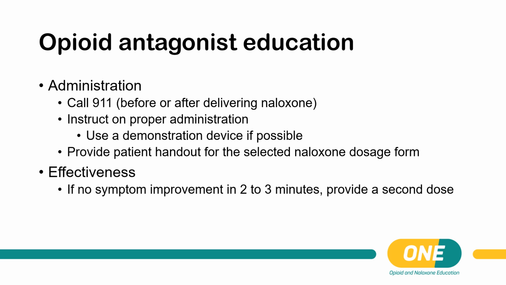If you do have a demonstration device for the intranasal opioid antagonist available, that would be ideal, and you can show individuals how to use it. And whatever dosage form you use for the opioid antagonist, if you have a patient handout for them, that would also be beneficial. When we're educating, also point out that there are 2 devices of naloxone in every box that we provide. The reason is that if there is no symptom improvement within 2 to 3 minutes, we should provide that second dose of the opioid antagonist.